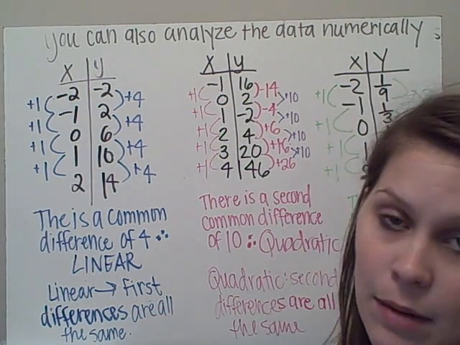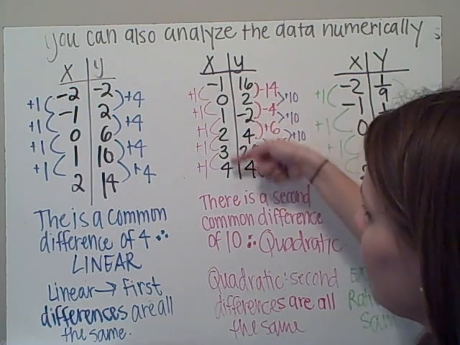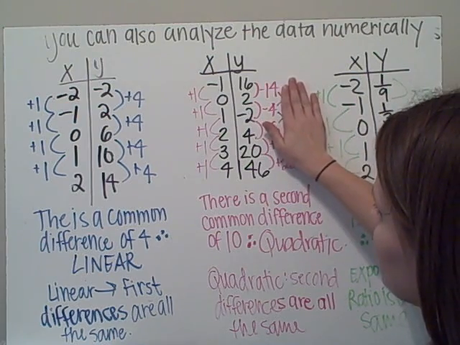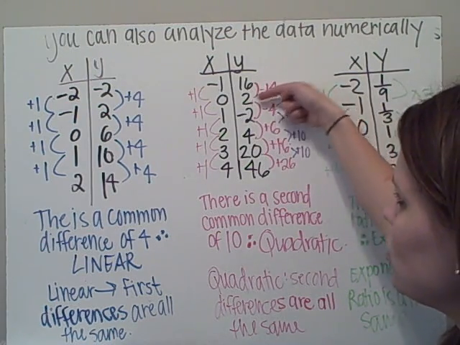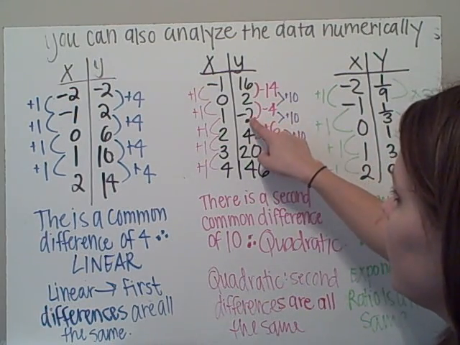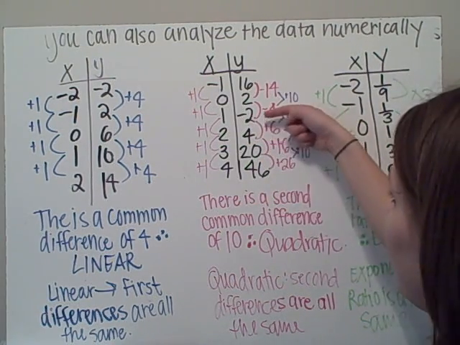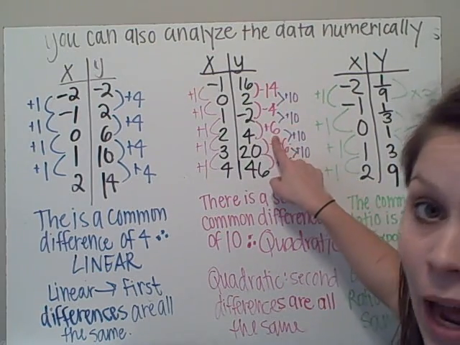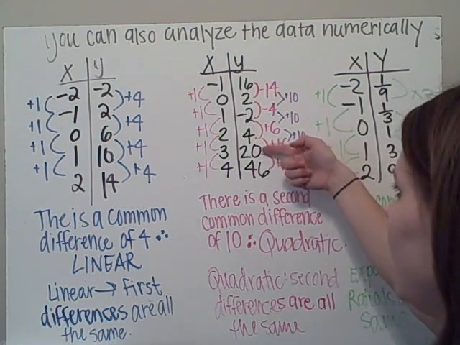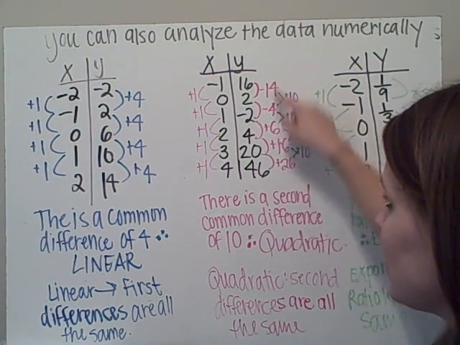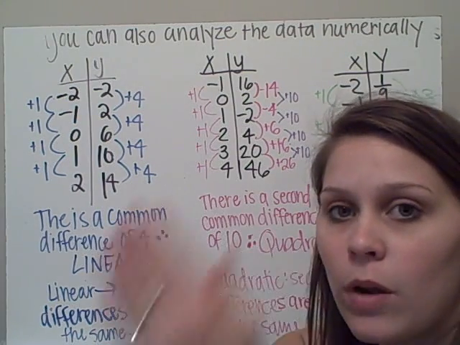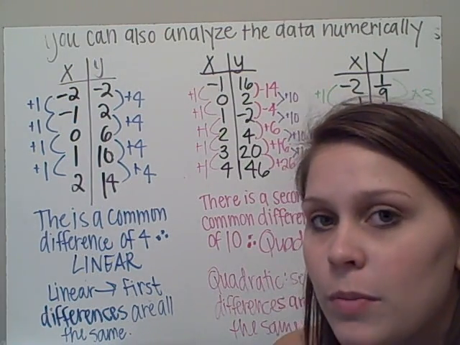Now if you look at example 2, all of our x values still increase by 1. But if you notice our y values, they're all over the place. 16 and 2 is a difference of negative 14. 2 and negative 2 is a difference of negative 4. Negative 2 and 4 is a positive 6 difference. 4 and 20 is a positive 16. And 20 and 46 is a positive 26. None of these are the same number, which tells us it's not linear, because they would all be the same number if it were linear.